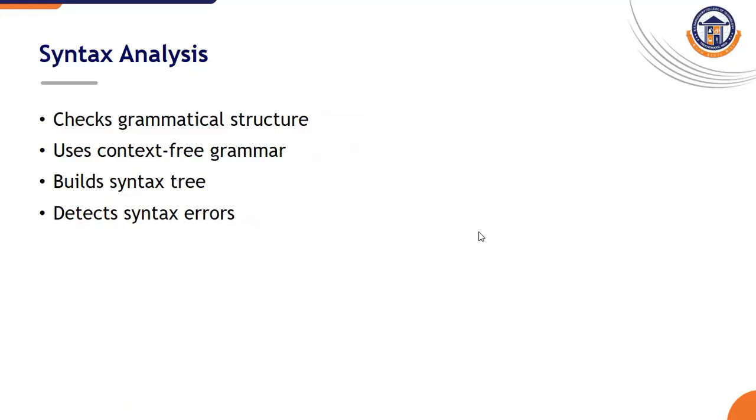Syntax analysis, this is the second phase of the compiler. It checks grammatical structure of the source programming language. In order to check the grammatical structure, it uses context-free grammars. The output of the syntax analysis is syntax tree. So this syntax tree detects some syntax errors from the source program.